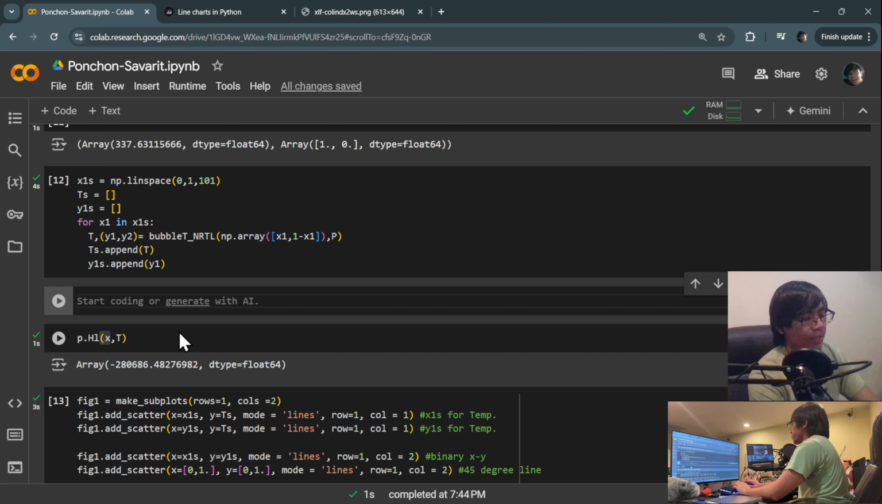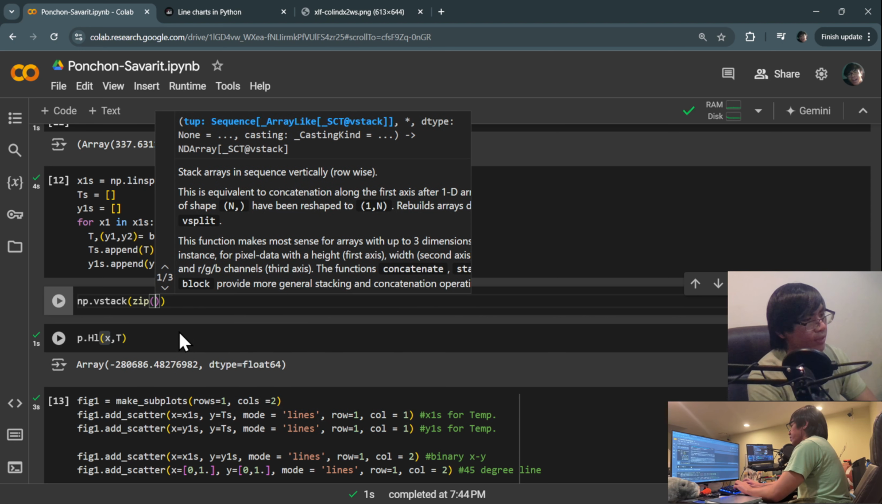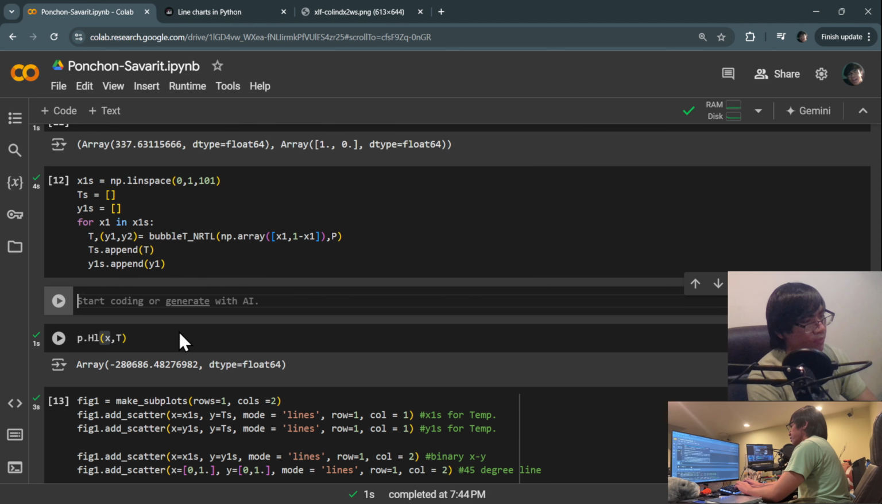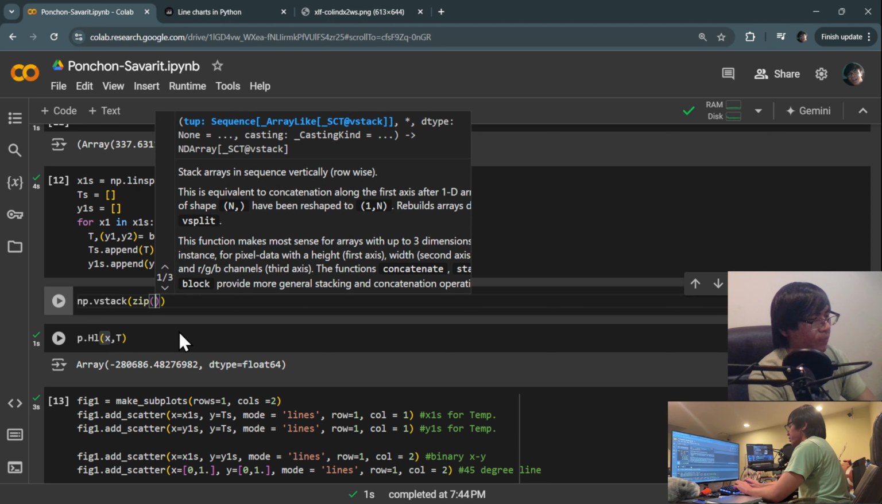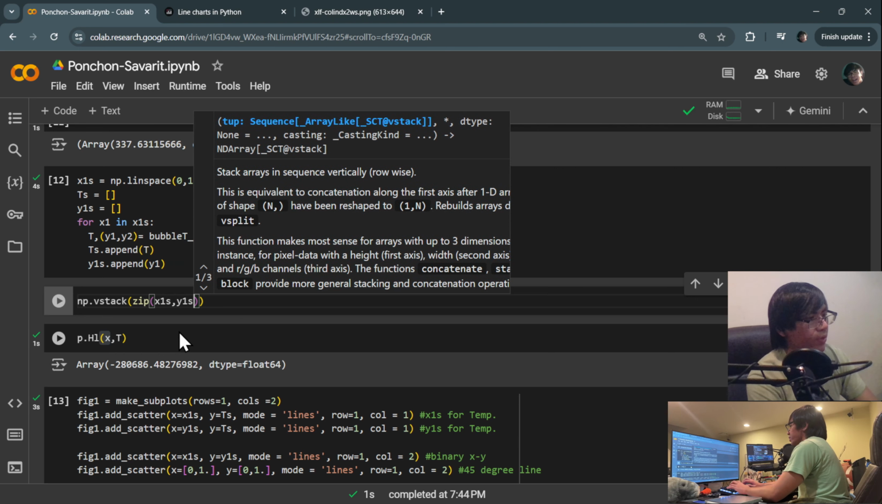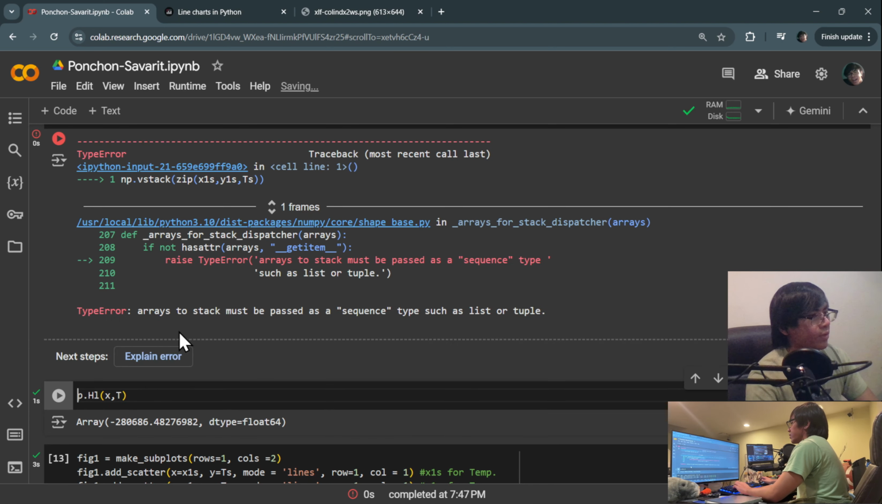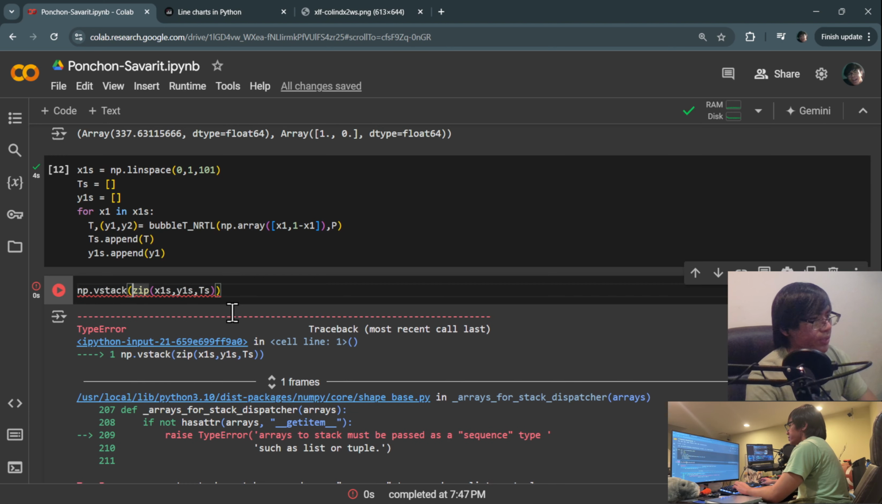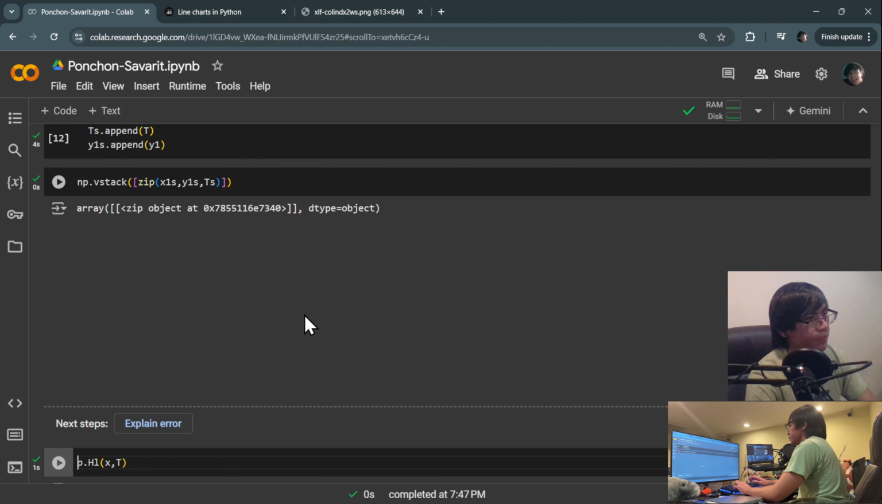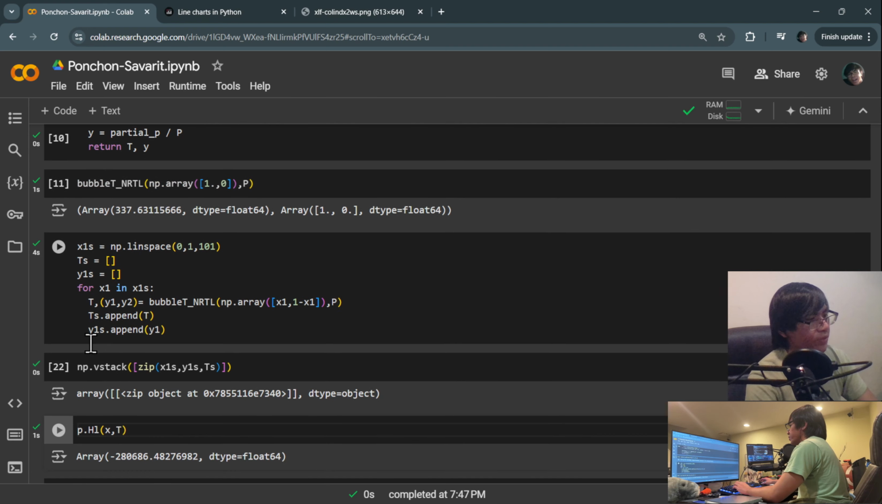So I'll do something like, can I do VStack? Well, let me do that. And then if I zip together, or is it zip and then I stack? Let's try it the other way around. I actually haven't done this. We'll see if it's wrong or not. So I have x1s, y1s, and T's that I want to look at. Oh, this needs to be a list of some kind. Well, of course, it won't let me look at it.